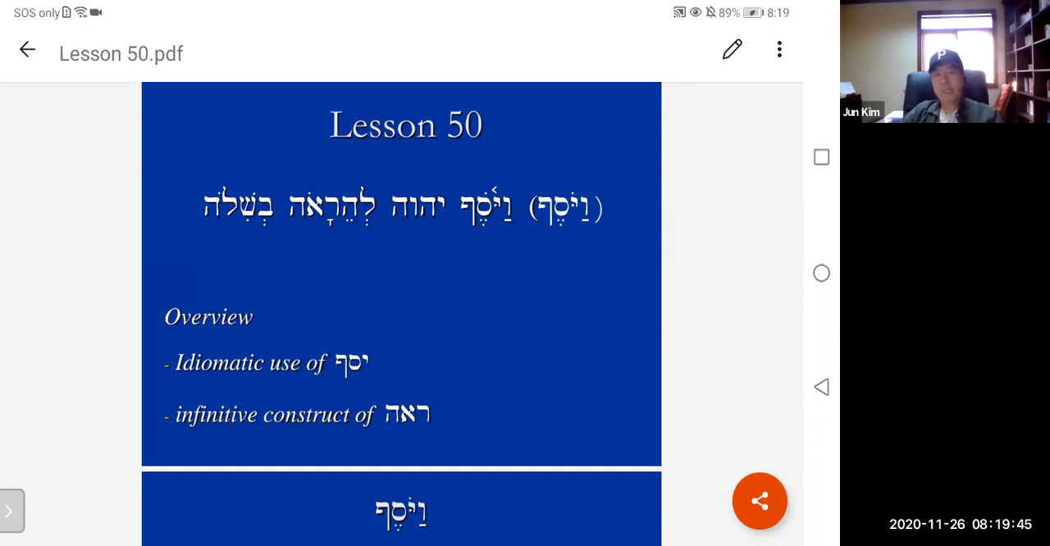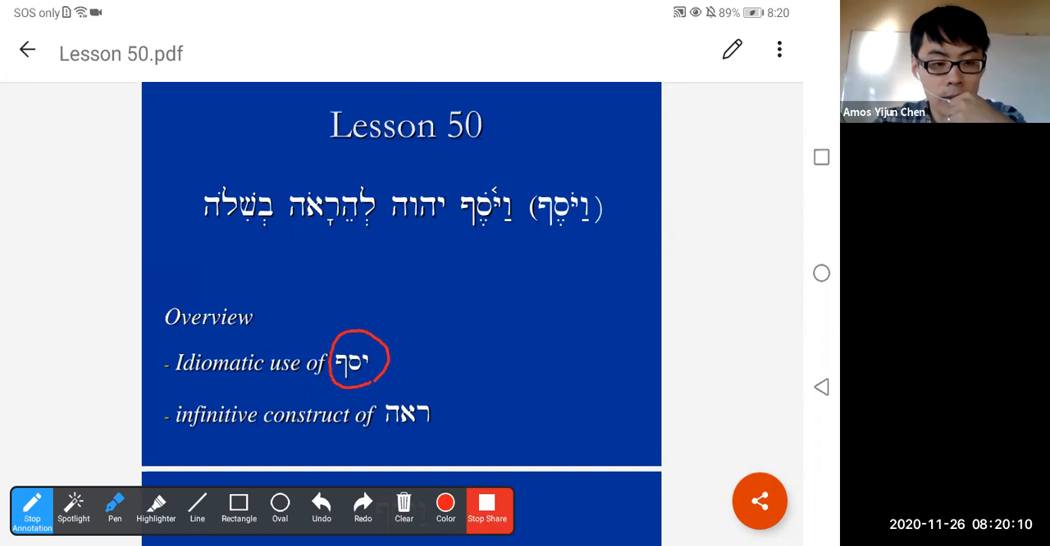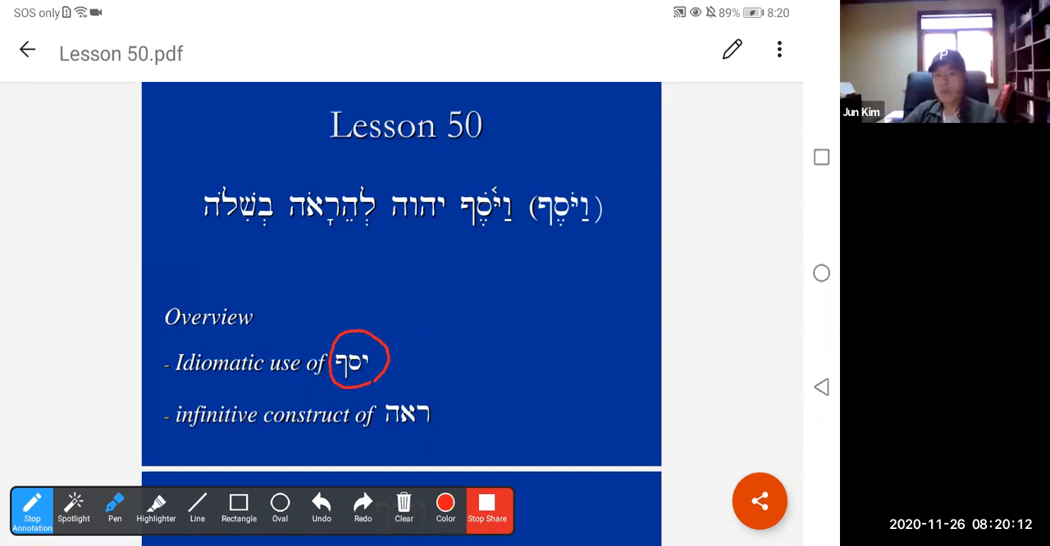I think it's not really something new. We are going to talk about this first verb. I don't know if we have memorized this word. Yashaf. Have you memorized? Add, yes. To add or continue, right? Have you memorized?